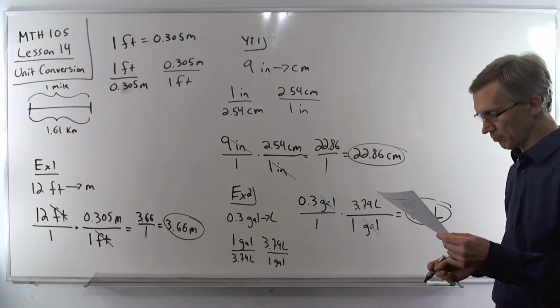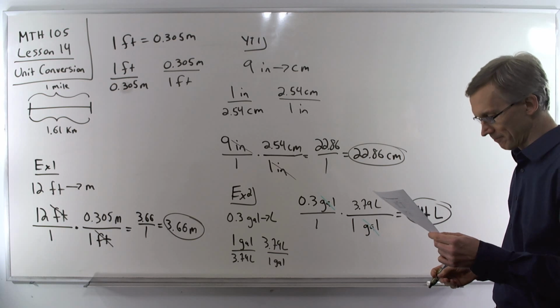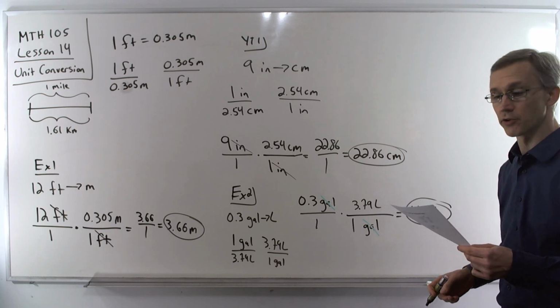Your turn, number 2. Convert 0.042 ounces to grams.